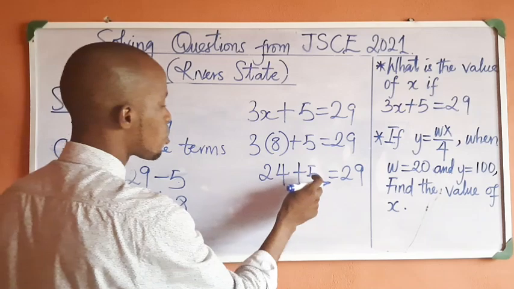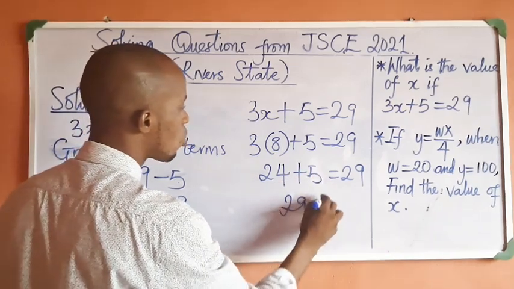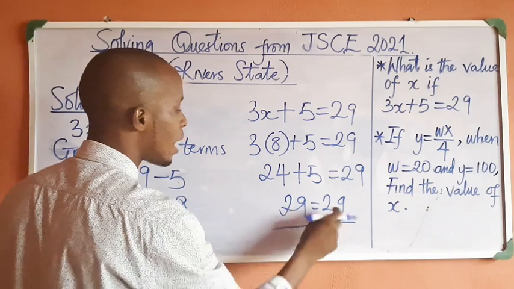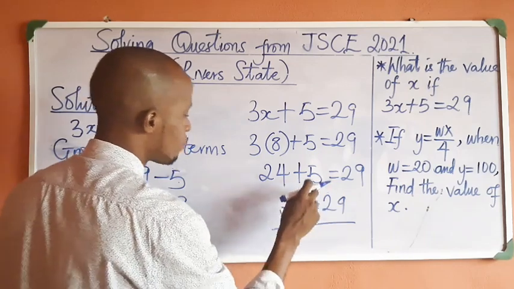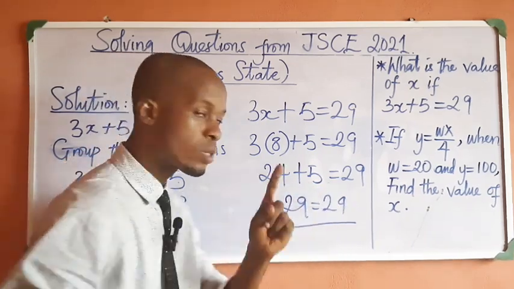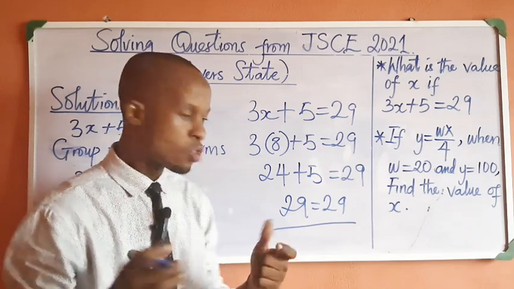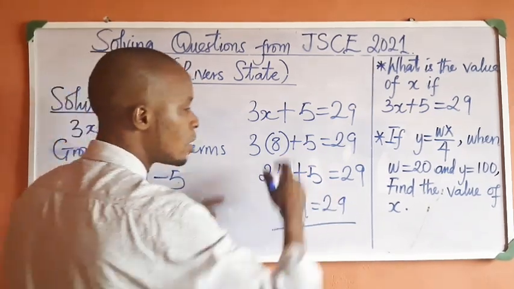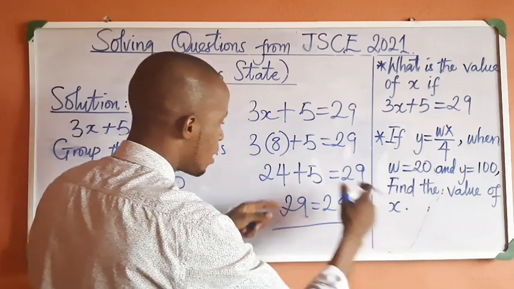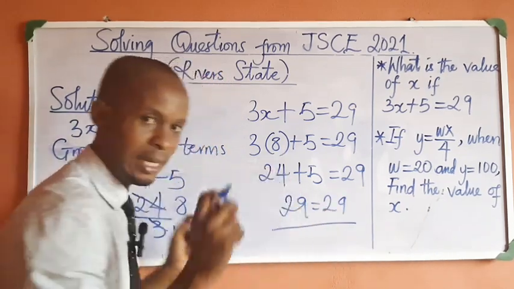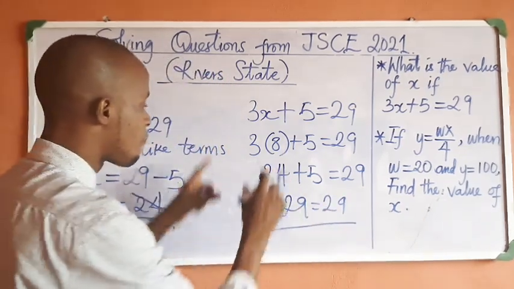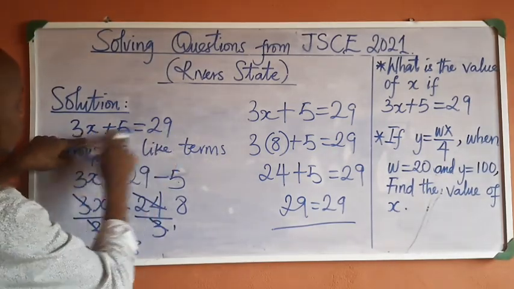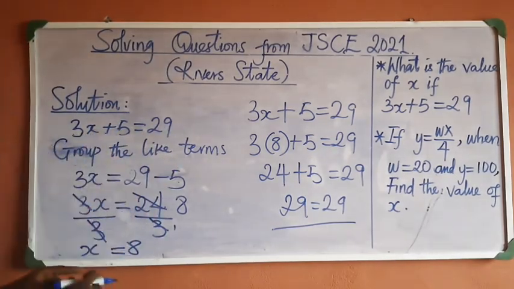So 24 plus 5, that is 29, equals 29. Then we can see that both sides of the equation are equal. 29 is equal to 29. It's a true statement in mathematics. So we can see that 29 on the left-hand side and 29 on the right-hand side makes the equation balance. So in this way, I have proven that the value of x in this equation is simply 8.